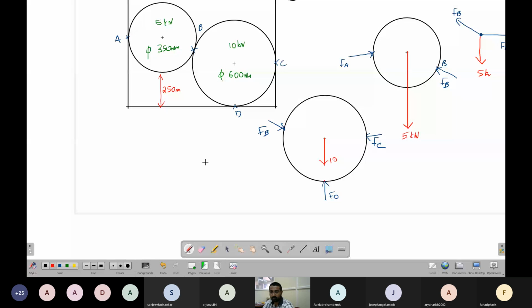Point here. Downward force 10 kg. I have an upward force 50. I have a horizontal force in this direction. I have a force in this direction. This is 50. This is FC.